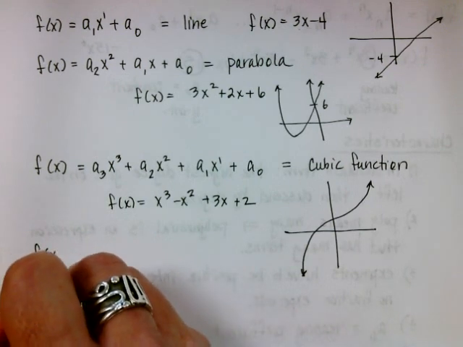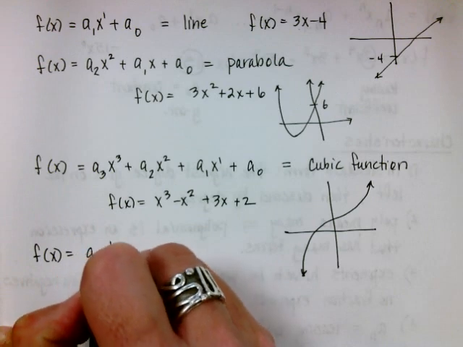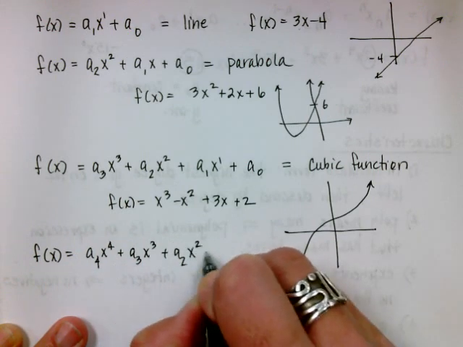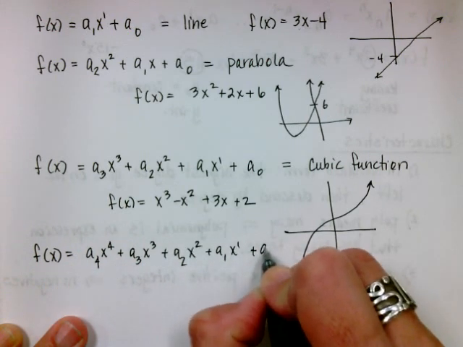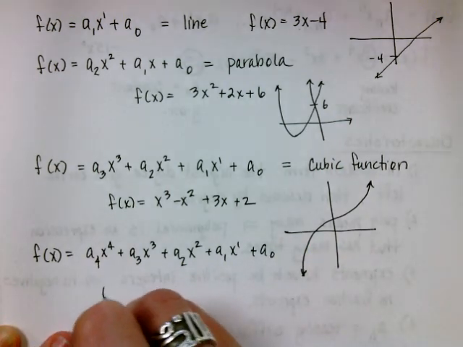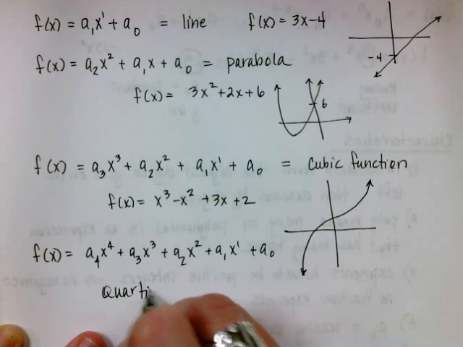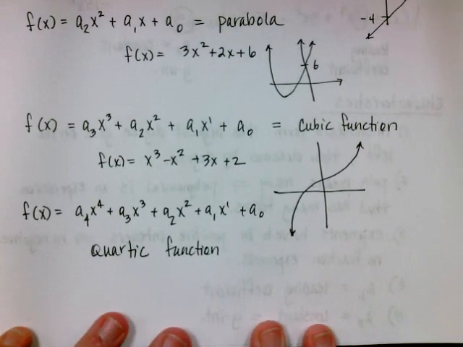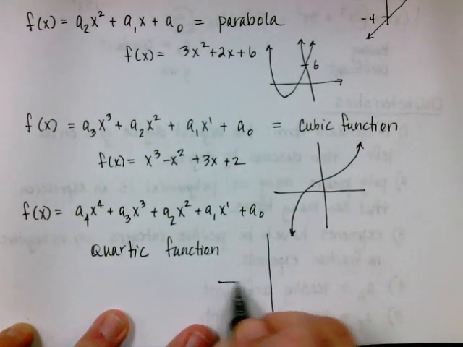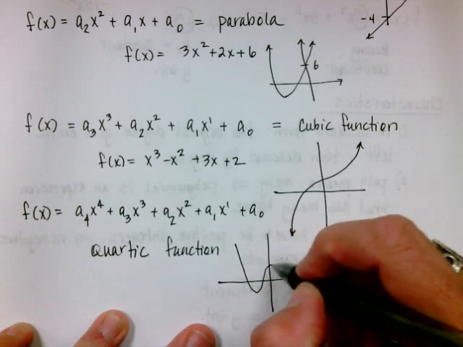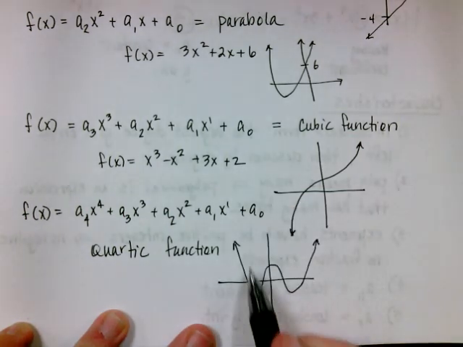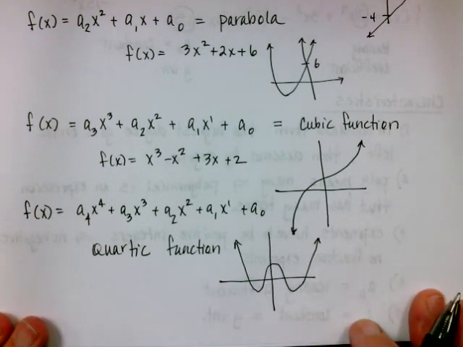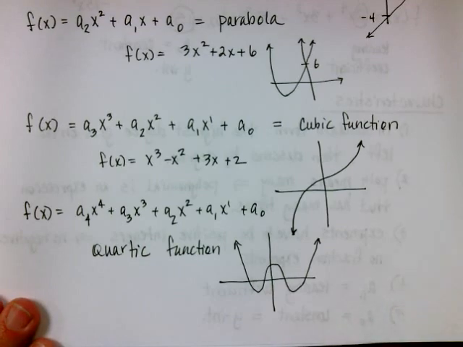And then if I had a fourth degree, so this would be a to the 4, x to the 4, a to the third, x to the third, a to the second, x to the second, a to the 1, x to the 1, plus my constant. We call this a quartic, Q-U-A-R-T-I-C, function. And basically, it looks like a glorified parabola, okay? So it might look like something like this, okay? And notice that it kind of looks like a parabola on the outside edge, all right? So those are just examples to show you what the degree does to the equation.